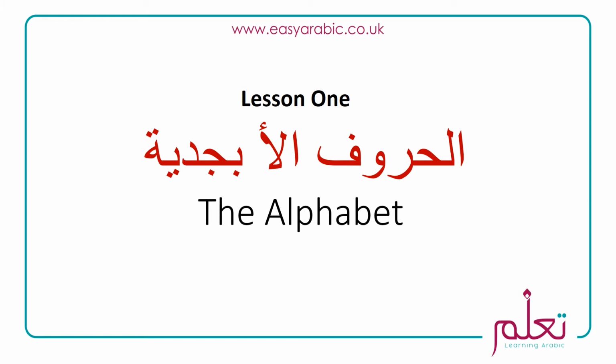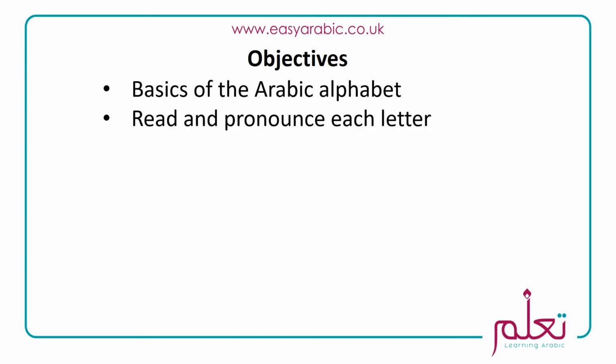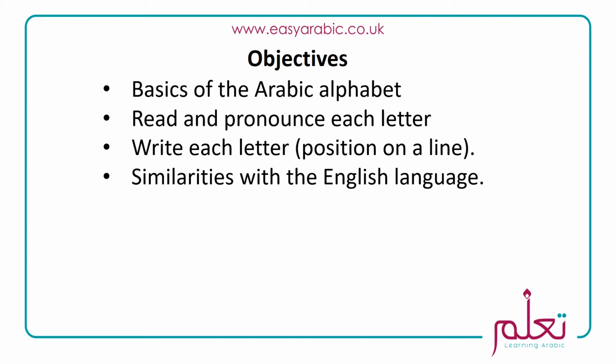Welcome to lesson 1, Al-Huruf Al-Abjadiyya, the Arabic alphabet. In this session we're going to go through and cover the basics of the Arabic alphabet. We'll also then go through each letter and read and pronounce it with the correct sound. Okay? We'll then go through and learn how to write each letter on the line. We'll see what goes above, what goes below. What letters are the same, what letters are different, and what makes them different. We'll cover the nuktas, which are the small dots. Then we'll go through and look at the similarities with the English language and identify what letters sound the same.